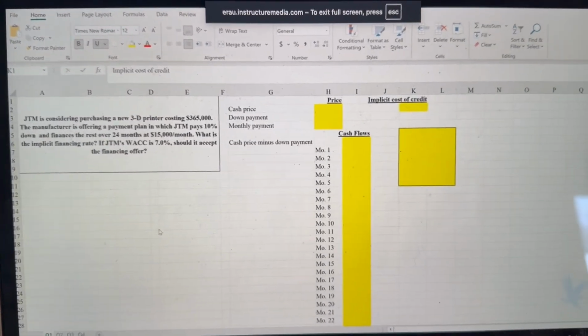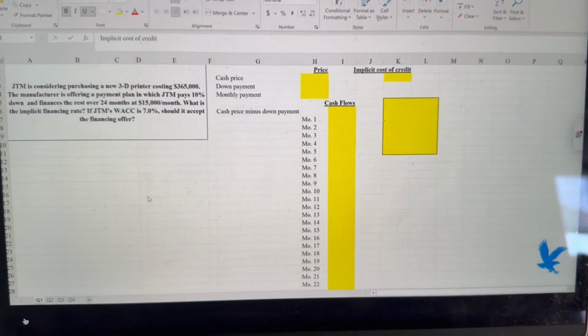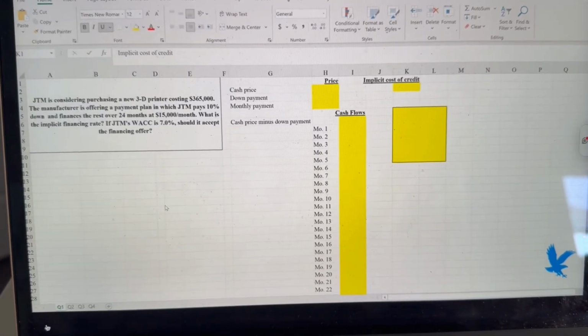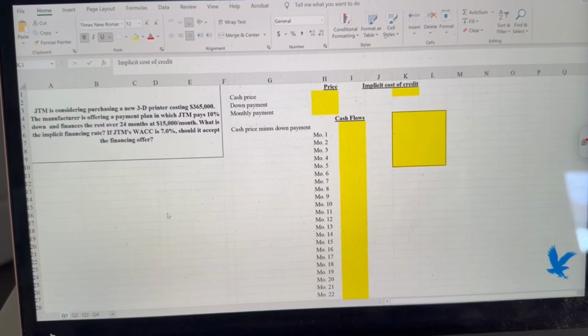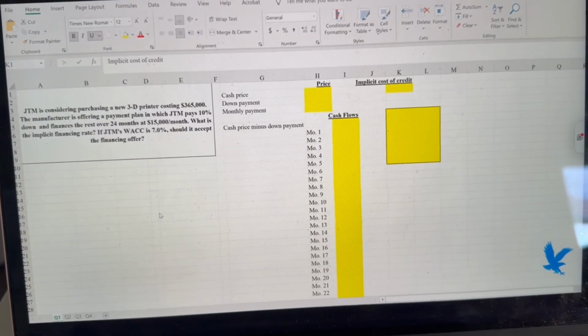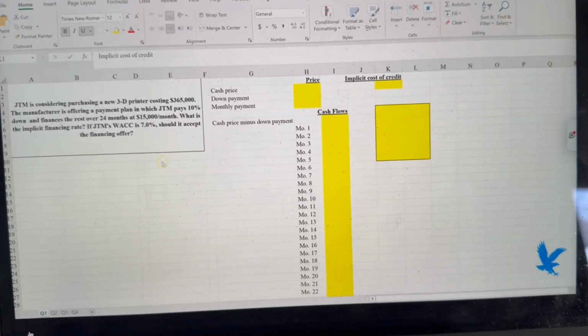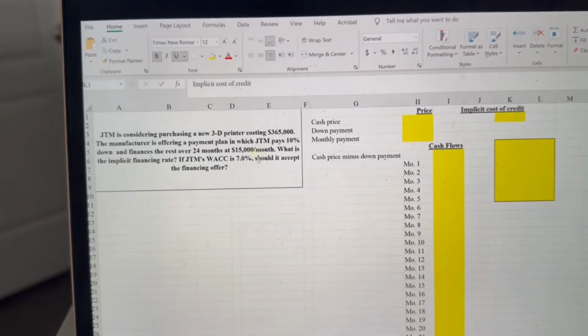The final exam consists of 4 parts, 3 of which you have already covered in the course. Part 4 includes futures and a swap interest rates. That is new from week 9, but I will cover it so that you're not totally alone when you're doing the final exam. Part 1, we're looking at a 3D printer costing $365,000.